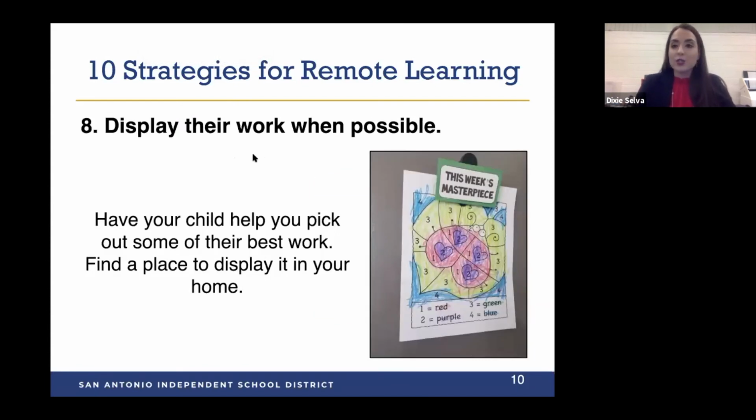Another strategy is to display their work when possible. This could be as elaborate or as simple as you want to make it. Have your child help you pick out some of their best work and find a place to display it in your home. So that could look as simple as just taking their work and putting it on the refrigerator. It could also mean, maybe above their little area they work, you could just get a piece of yarn and some clips, and you can just clip on some of their writing or some of the math activities they've done.